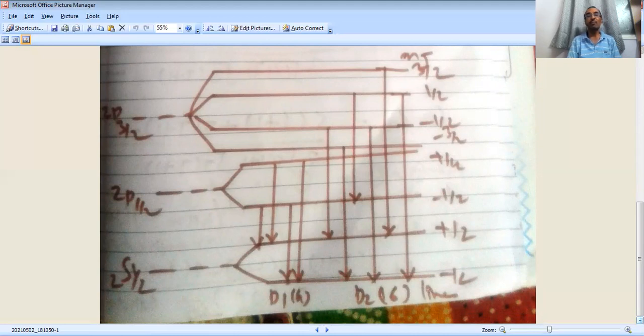Then plus 1 half to plus 1 half. That is equal to 0. Delta mj, 1 half minus 1 half, 0. Similarly, my friends, for the next transition minus 1 half to minus 1 half, delta mj equal to 0. Plus 1 half to minus 1 half, delta mj equal to plus 1. Therefore, in the place of the one line, four spectral lines are observed.